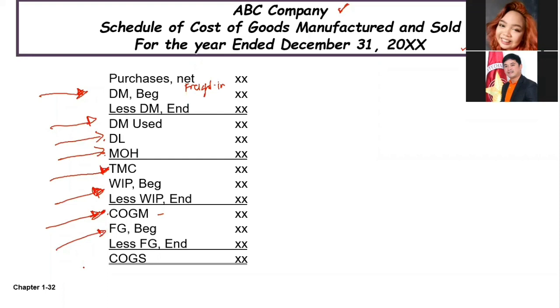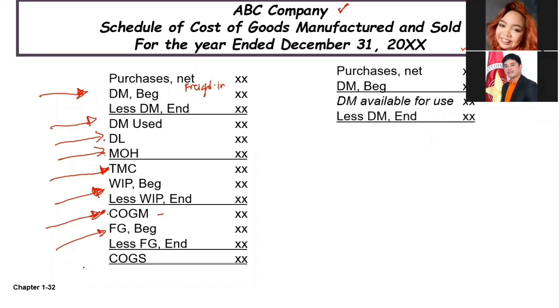Okay? May mga presentation ng schedule of cost of goods manufactured na mas detalyado pa. So, i-breakdown lang natin yung iba. So, start ulit ng purchases. So, what do we have? DM beginning. So, pag in-add natin yung DM beginning, ano ulit tawag natin doon? Ang materials ay ginagamit natin. So, direct materials available for use. Ang patutunguhan, magamit o hindi. Pag hindi nagamit, DM ending. Pag minus mo yan, DM use ang meron tayo.